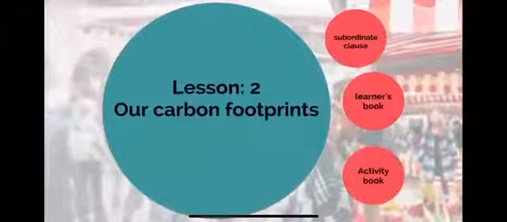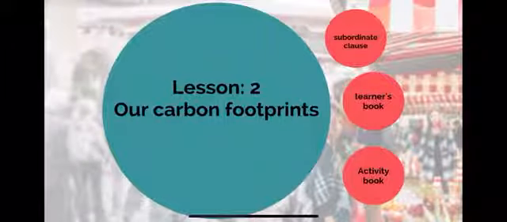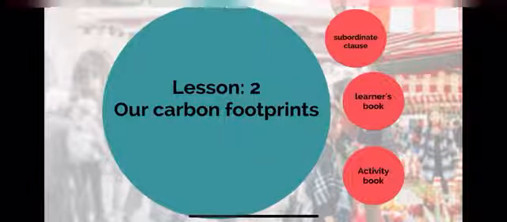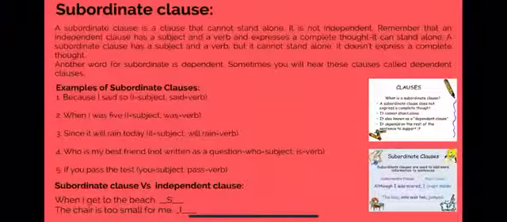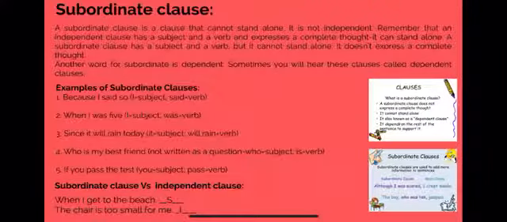Okay, so it's lesson 2, our carbon footprints. Before moving towards the learner's book and activity book, I just want to tell you something. There's a concept you need to understand because it will help you in the learner's book. The concept is the subordinate clause. So what actually is a subordinate clause?